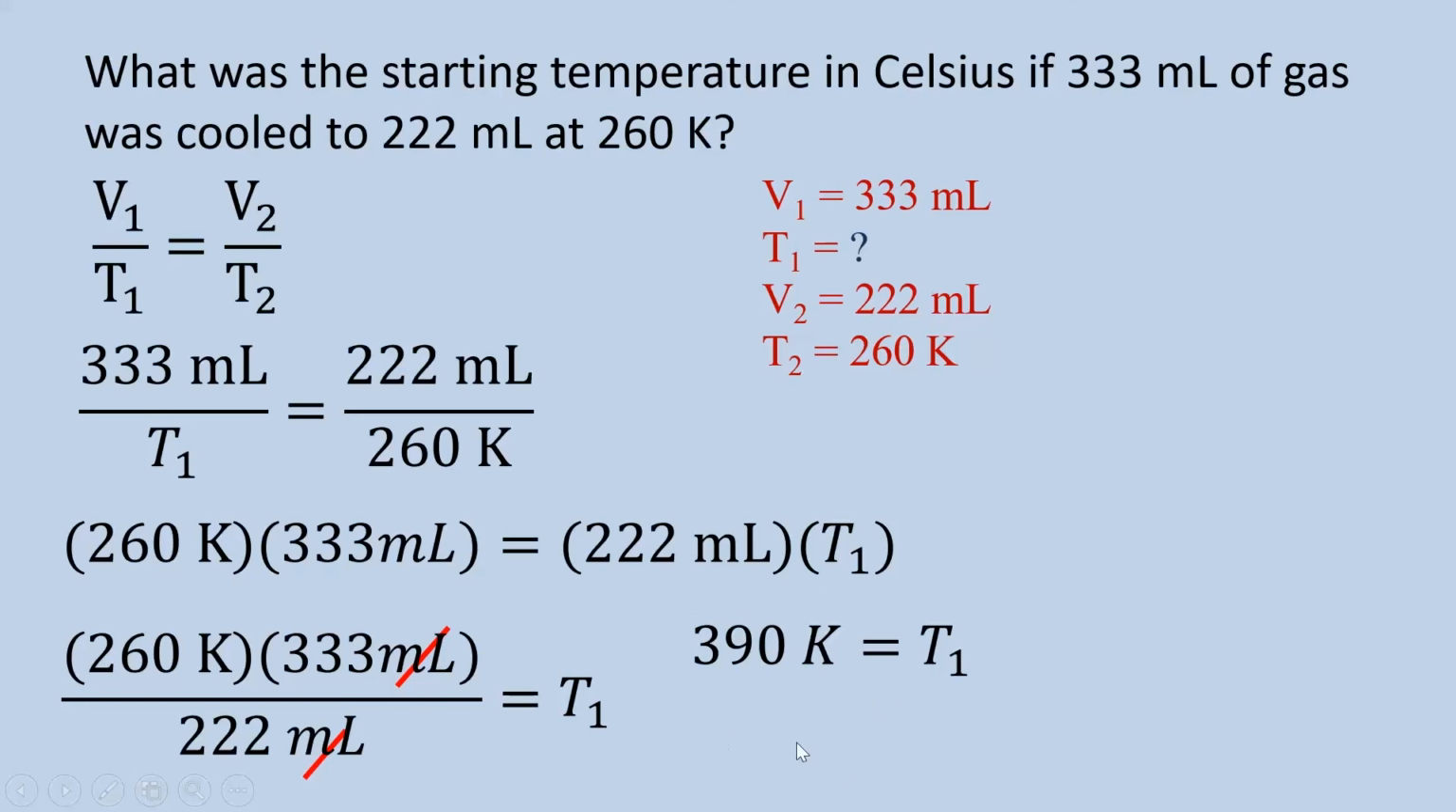But this one has a little bit of an extra step here because it's asking for our starting temperature in Celsius. It's asking for our temperature in Celsius. We can't give our final answer as Kelvin. So we're going to say T1 equals 390 Kelvin minus 273, just the opposite of what we do in the other direction. And we get 117 degrees Celsius, and that is our final answer.